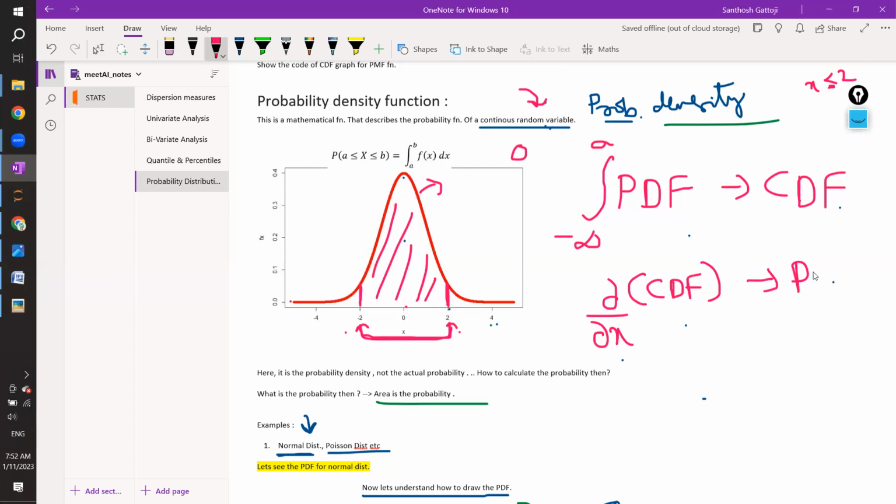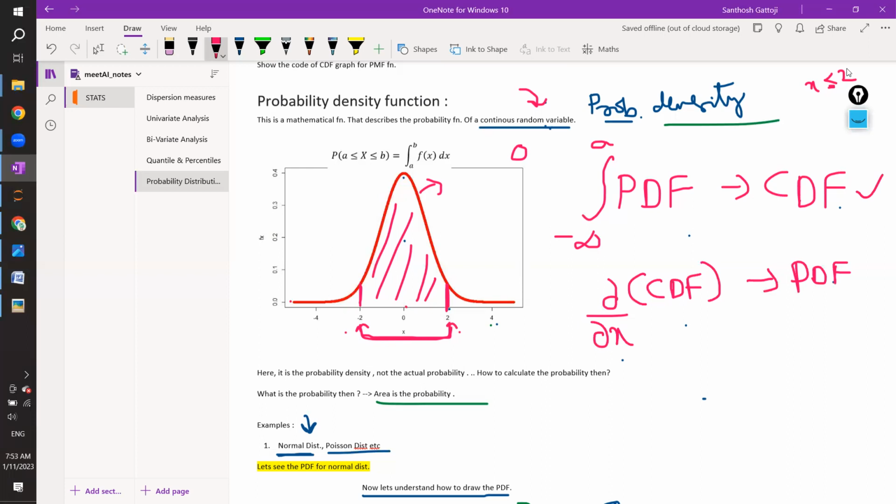PDF. Yes. That means what? At a particular value, differentiation is what? At a particular value, it will give you the PDF of that. If you take the integration, if you take the area and add everything up till that point, that will give you a CDF. And if you do the differentiation of CDF, that means at a particular value like 2, it's very interesting.